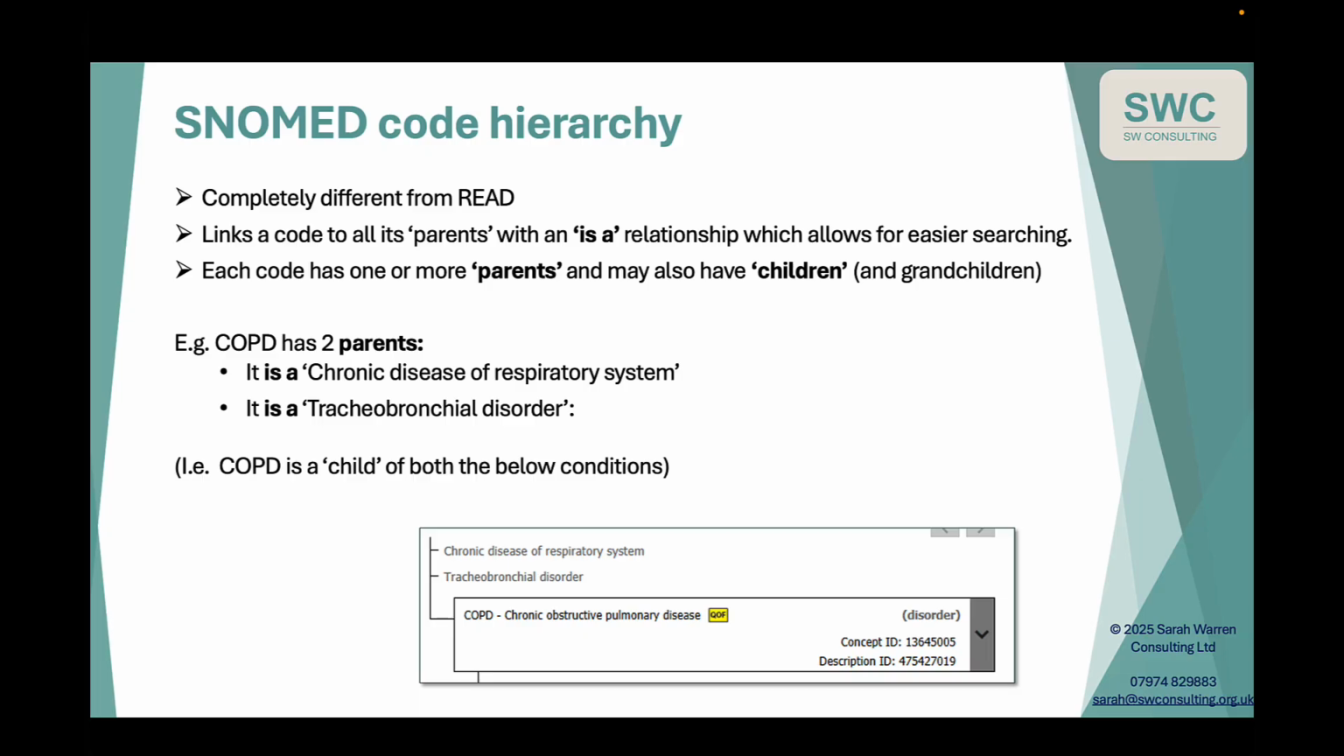So for example, COPD has two parents because it is a chronic disease of the respiratory system and it is a tracheobronchial disorder. So you could say that COPD is a child of both of those conditions, but you wouldn't necessarily say that every tracheobronchial disorder is COPD, and so on.